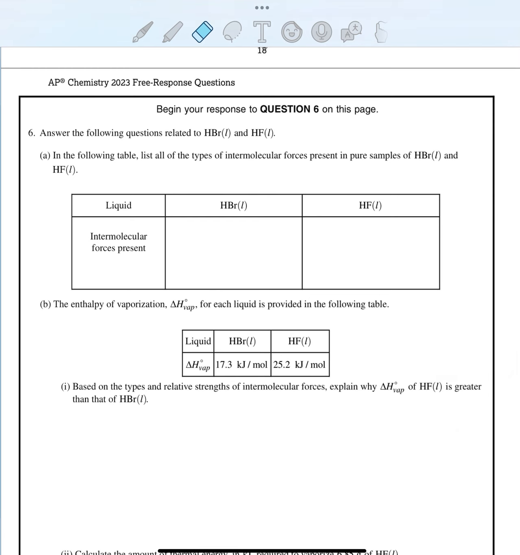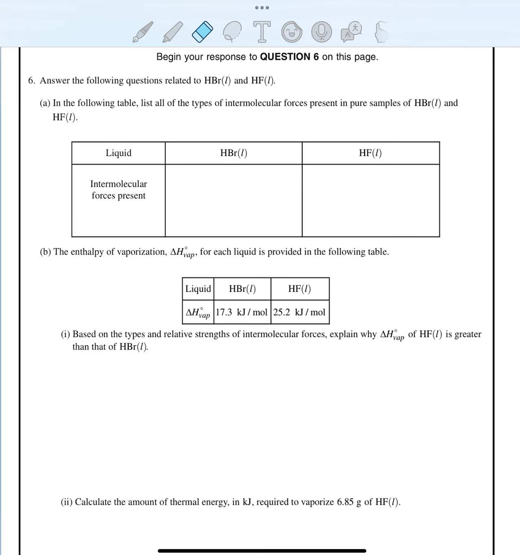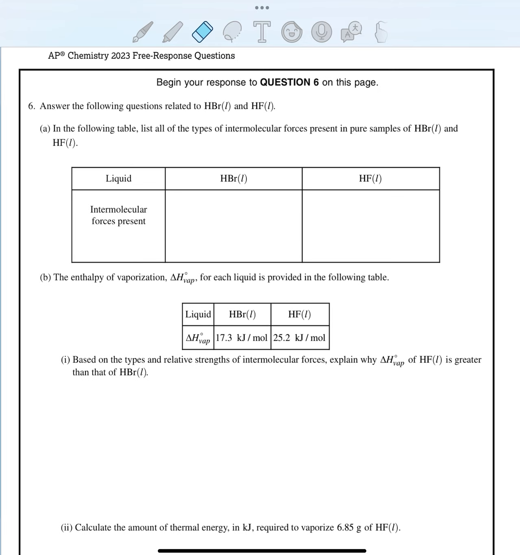This is question 6 from the 2023 AP exam, and it's a combination of atomic structure as well as thermochemistry, thermodynamics. So let's take a look at this first question where we're comparing these compounds HBr and HF, and we want to list the intermolecular forces present in these compounds.